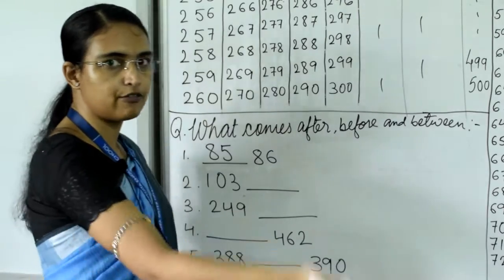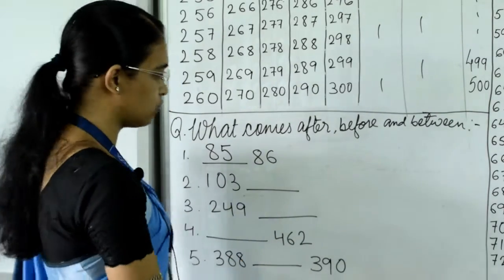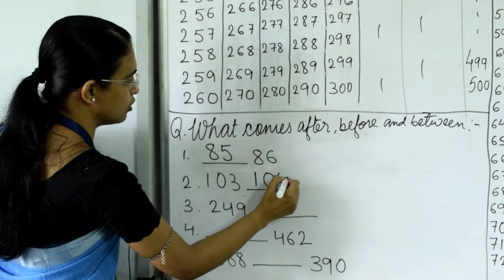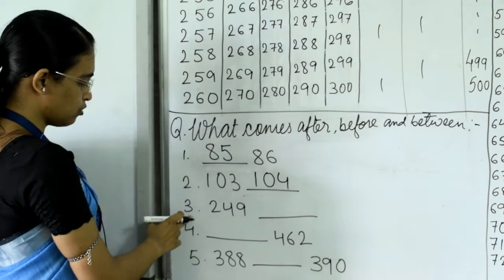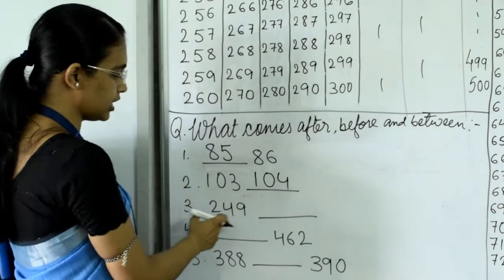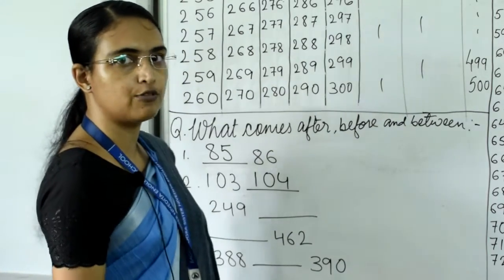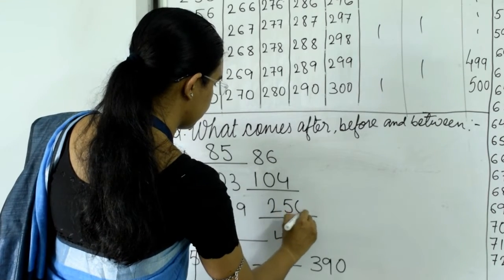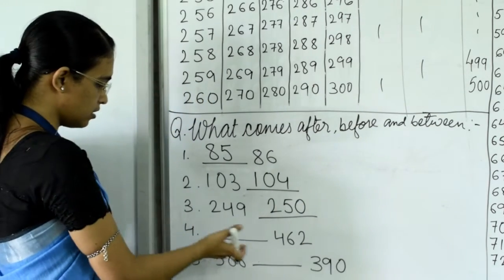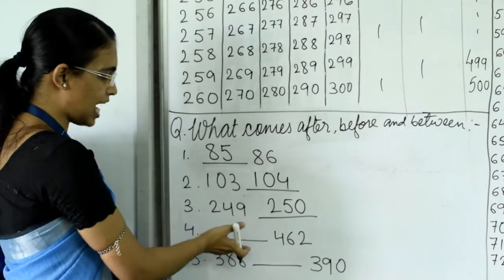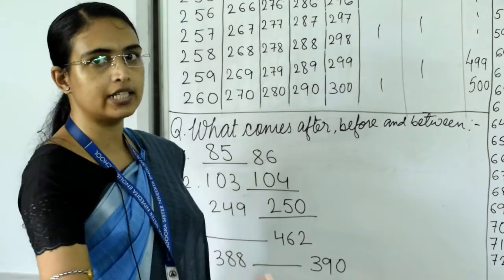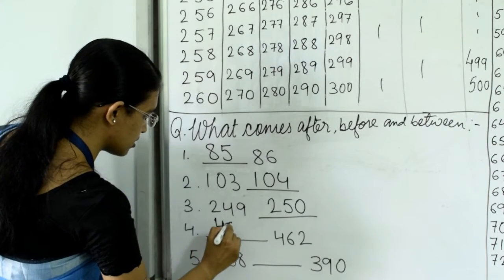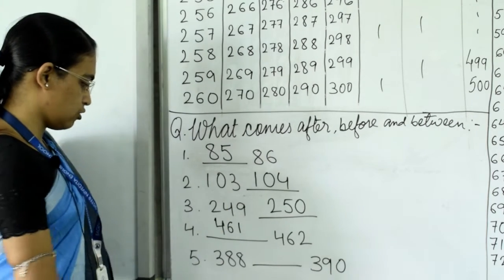Now next question, question number 2 is 103. What comes after 103? 103 के बाद में कौन होता है? After 103 is 104. Now question number 3, 249. What comes after 249? 250. Then question number 4, dash 462 dash. What comes before 462? 461.